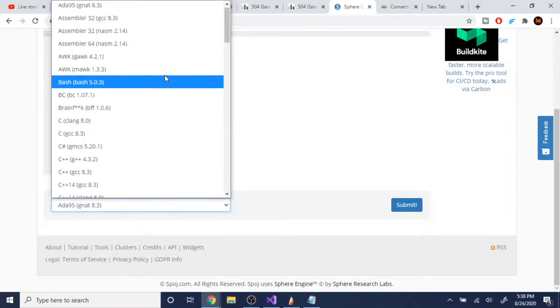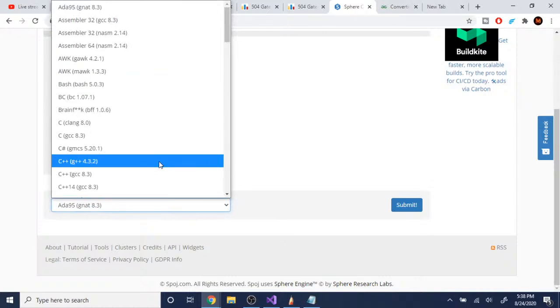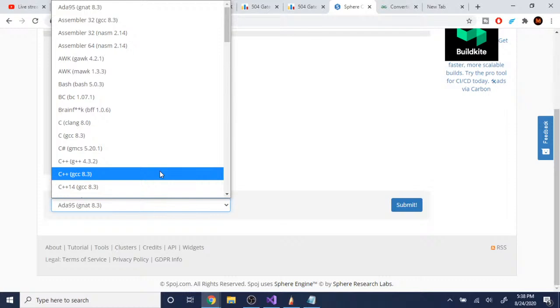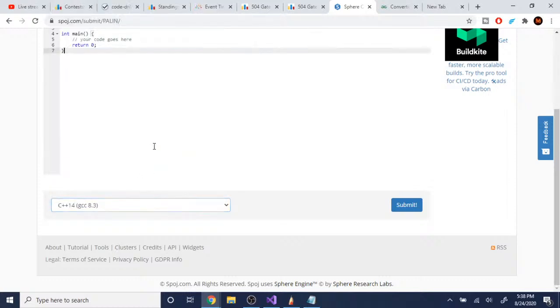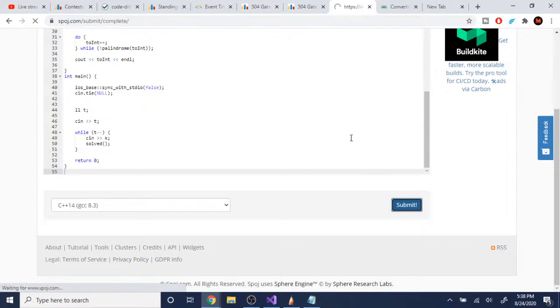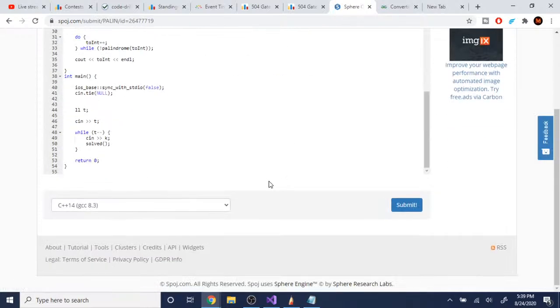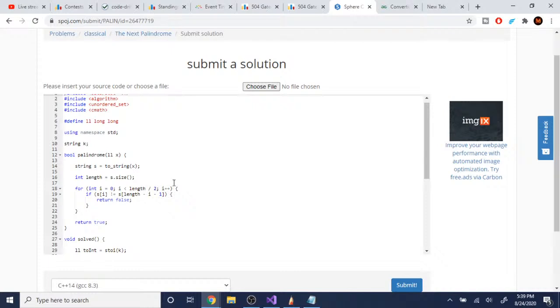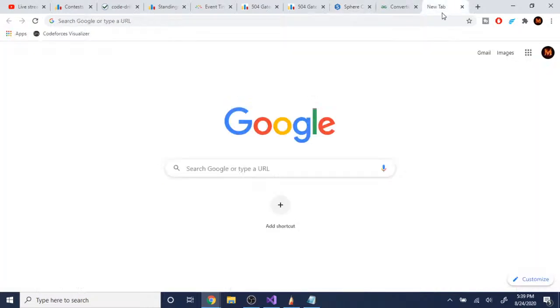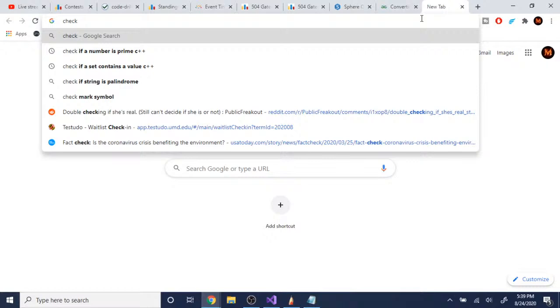Let's see if this works. I'm pretty sure I'm going to get a TLE. Runtime error, what? How did that happen? Did I divide by 0? I never did that. Wait. Pretty sure my check palindrome is right.